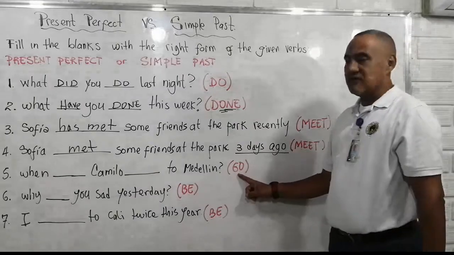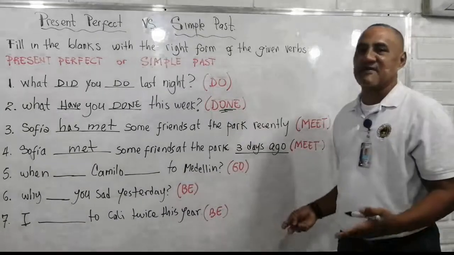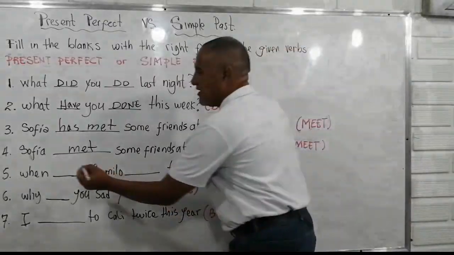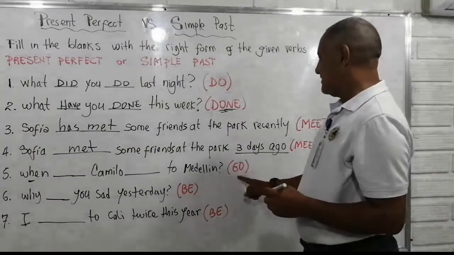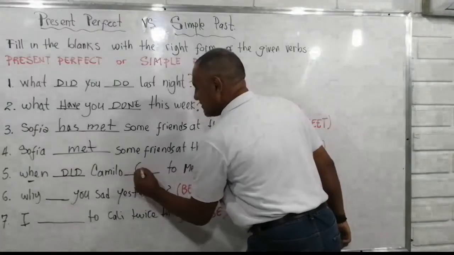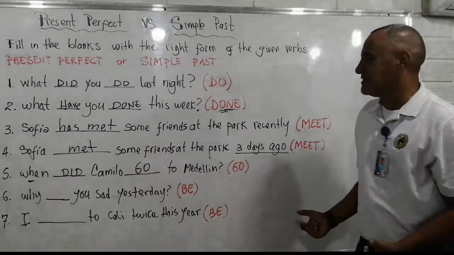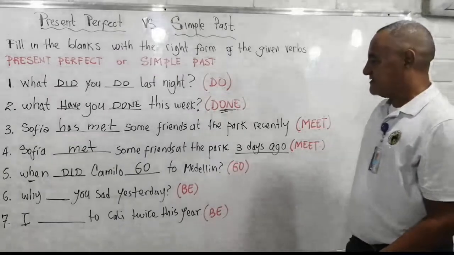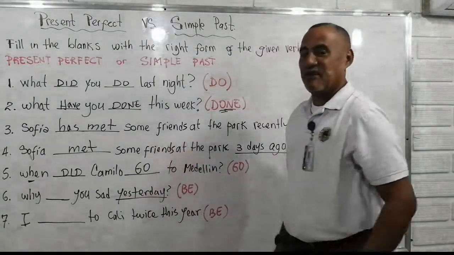When? So the verb that we have here is "go". This is simple past. Remember that there are no questions with "when" using present perfect. Then it's a question, when did Camilo go to Medellín? ¿Cuándo fue Camilo a Medellín? All right. Number 6. Yesterday. Yeah, we got here a time mark.